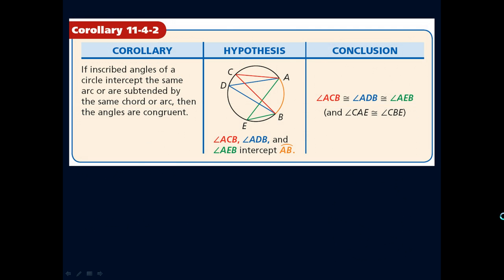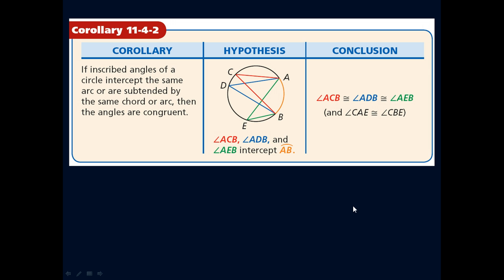Let's look at a corollary. If inscribed angles of a circle intercept the same arc or are subtended by the same chord or arc, then the angles are congruent. So we see here we have inscribed angles. Both of them are intercepted by the same arc, or they're subtended by the same chord or arc.